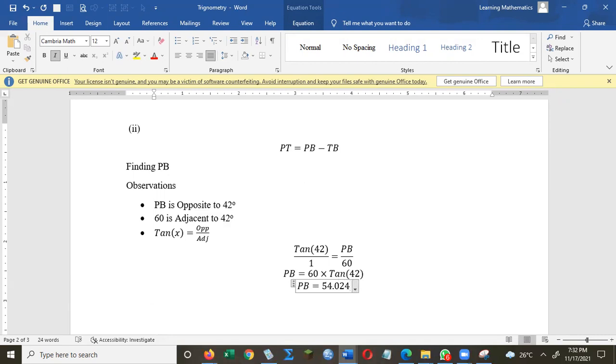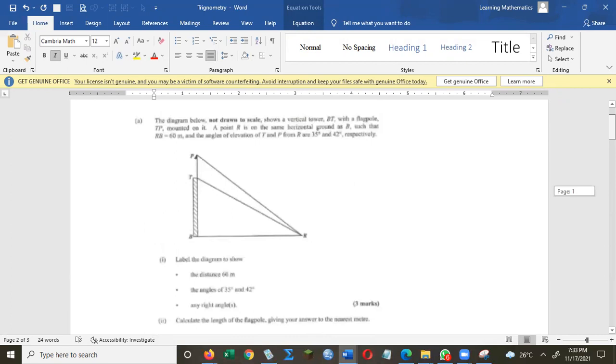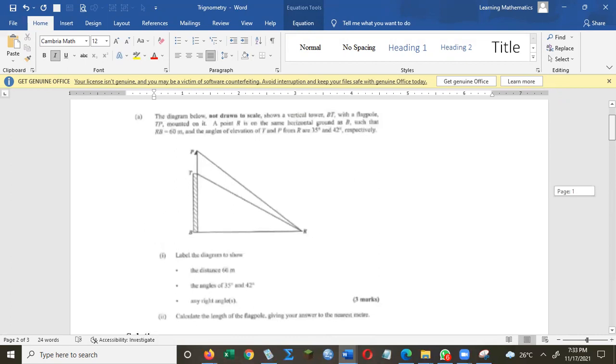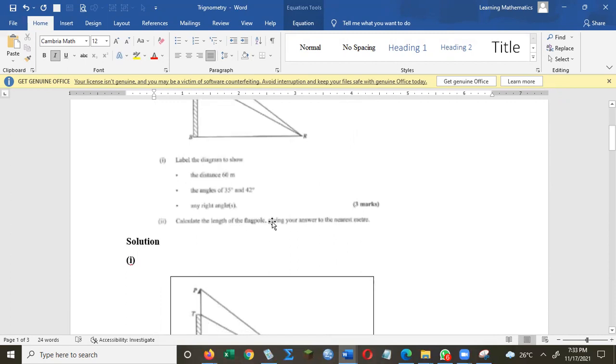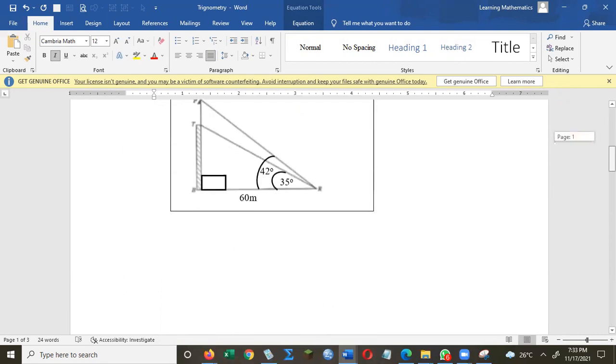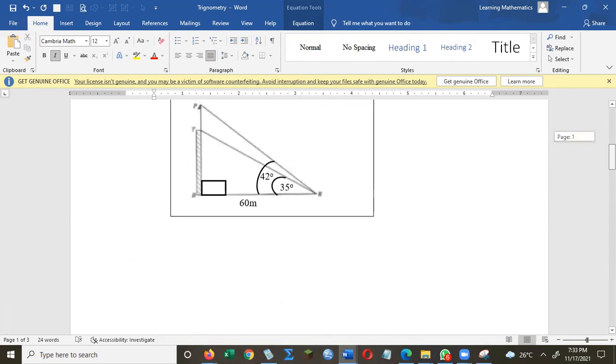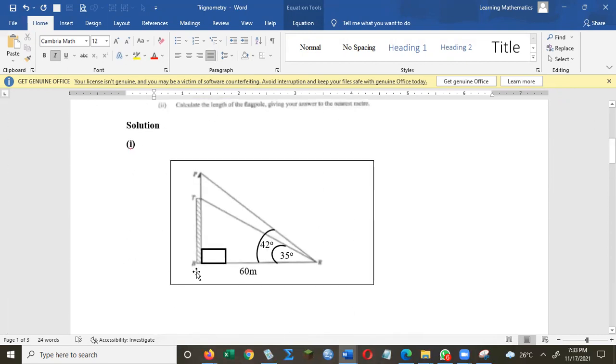54.024 meters. Okay, they didn't tell us how many decimal places to put the answer, so no, you say to the nearest meter. Calculate the length of the flagpole, giving your answer to the nearest meter. So we haven't gotten the height of the flagpole yet. What we have there is PB. We have to find what is BT now.